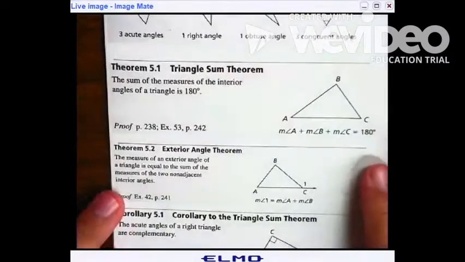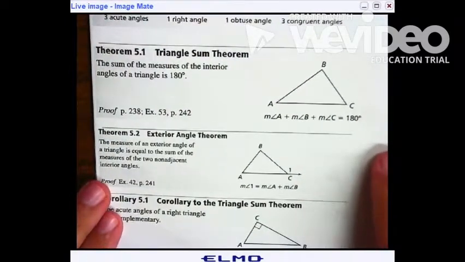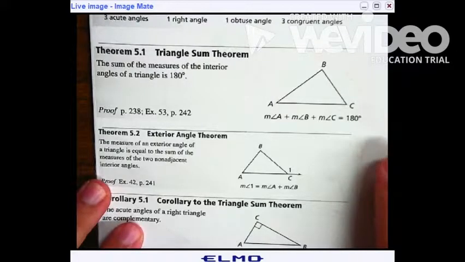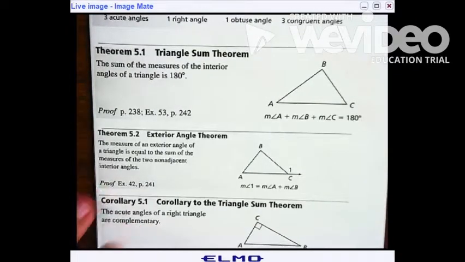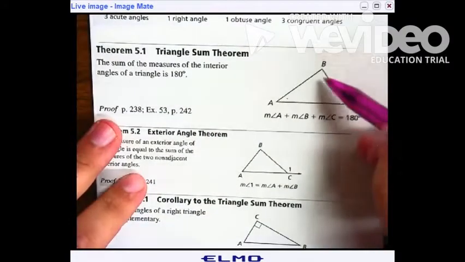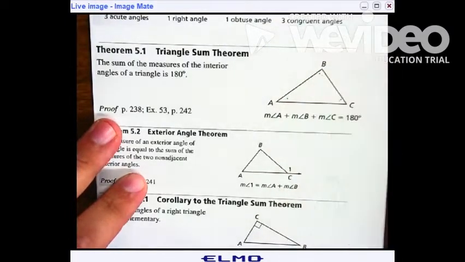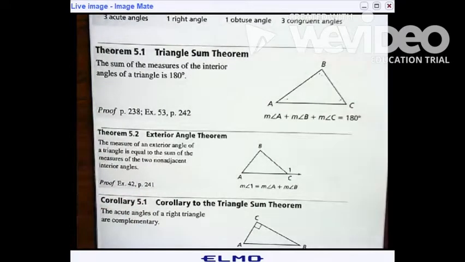We have 3 theorems. The triangle sum theorem says that the sum of the measures of the interior angles of a triangle is 180 degrees. So first off, the interior angles, very simply, those are the angles inside the triangle. So these 3 angles here, these are the interior angles of the triangle, and this says that they add up to 180 degrees, which y'all should already know. You've been using that since middle school somewhat.